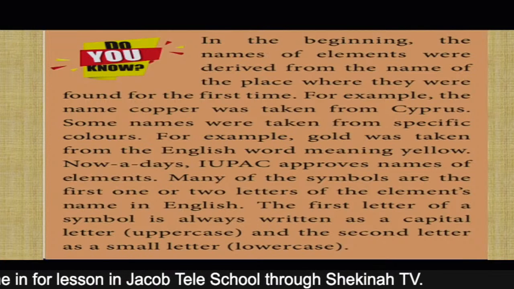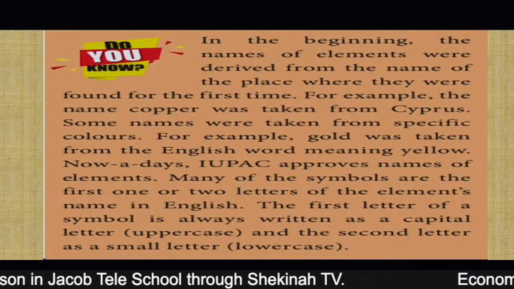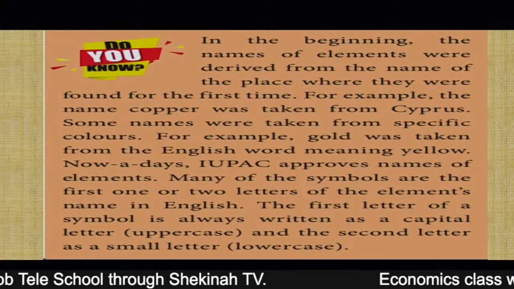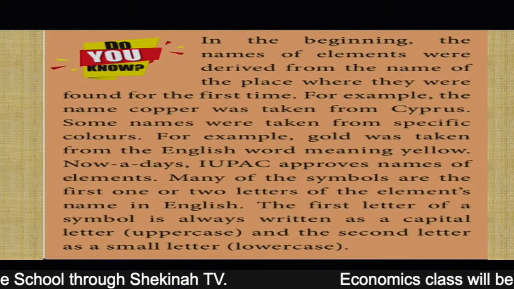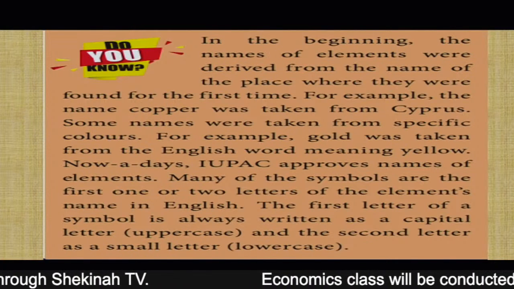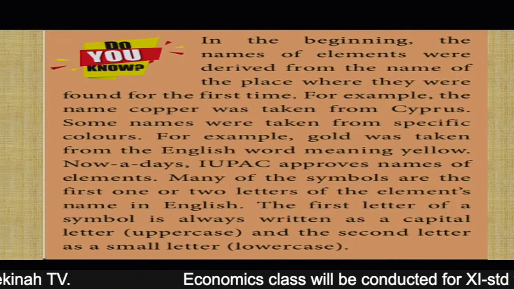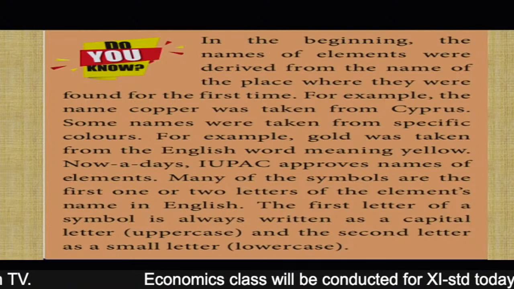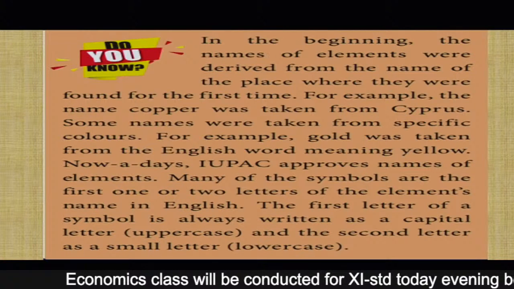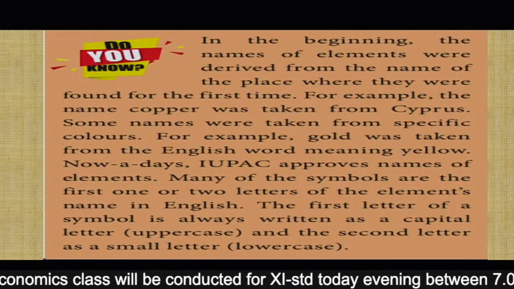In the beginning, the names of elements were derived from the place where they were found for the first time. For example, the name copper was taken from Cyprus. Okay, some names were taken from specific colors. For example, gold was taken from the English word meaning yellow. What is another meaning for gold? That is yellow. Okay. Nowadays, IUPAC approves names of elements.